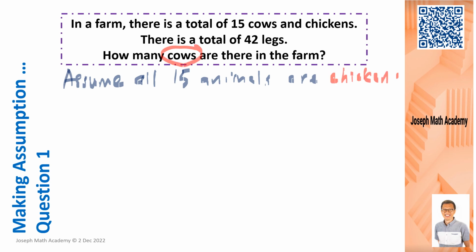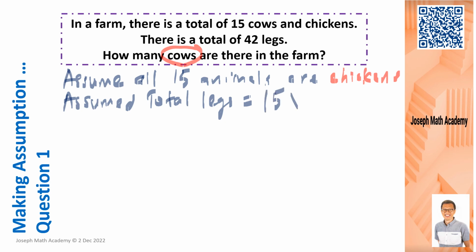Remember, we have to assume the opposite, because when we assume the opposite, we can catch the cows which are pretending to be chickens. So assume all 15 animals are chickens. Then we always have the assumed total, because we already made our first important statement, the assumption. So our assumed total number of legs, if they are all pretending to be chickens, is 15 times 2, which gives us 30 legs. This is not true because there are 42 here.